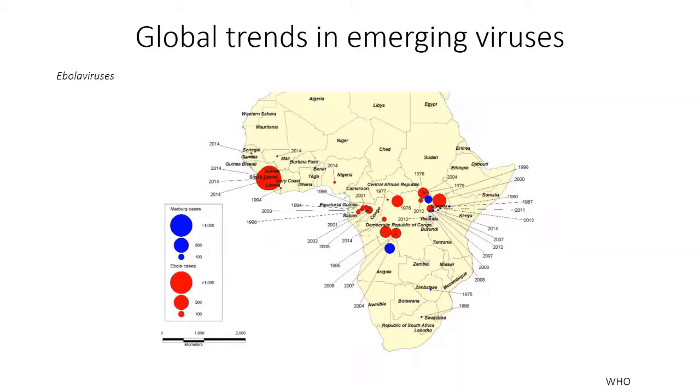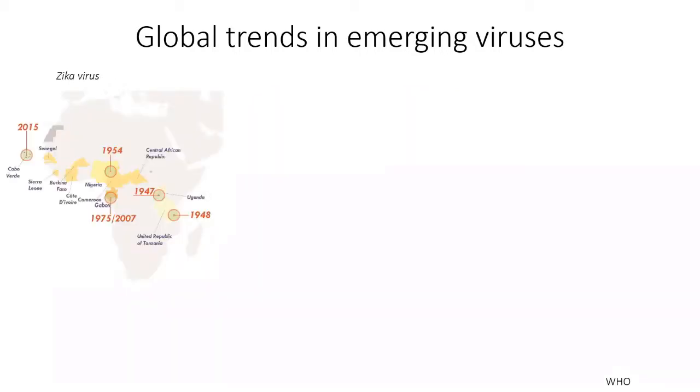So this is one of the crucial stories that has triggered a lot of research with respect to emerging viruses from wildlife. Take another example. Just 4 years ago, there was a big outbreak of Zika virus in South America, especially in Brazil. But the story of Zika virus doesn't start there.